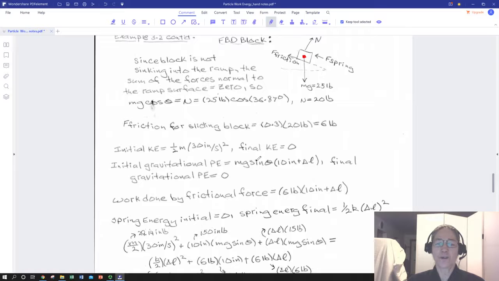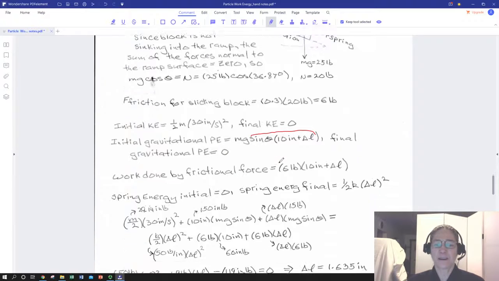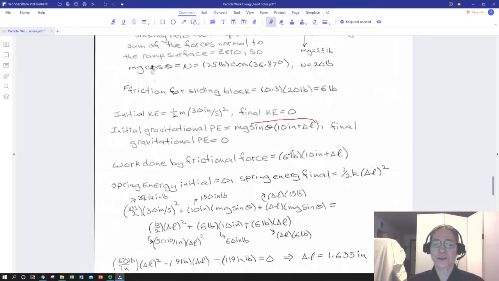So we can use trigonometry and say our hypotenuse is 10 inches plus delta L, and then sine theta gives our height portion. So our total potential energy is effectively the work that gravity would do to raise us to that point. So we have mg times the height: sine theta times 10 inches plus delta L. And again, work done by frictional forces is 6 pounds times 10 inches plus delta L.